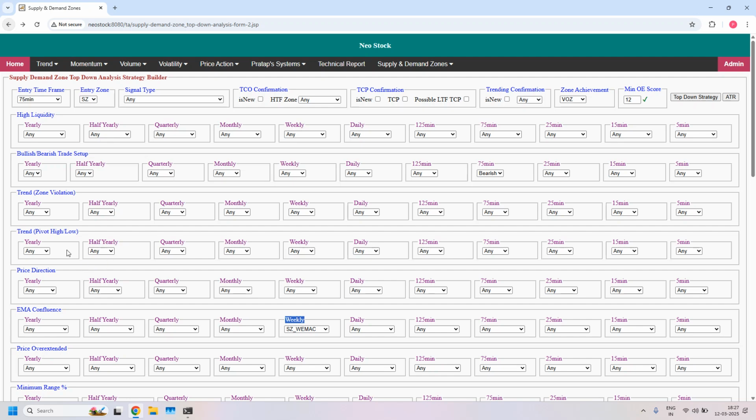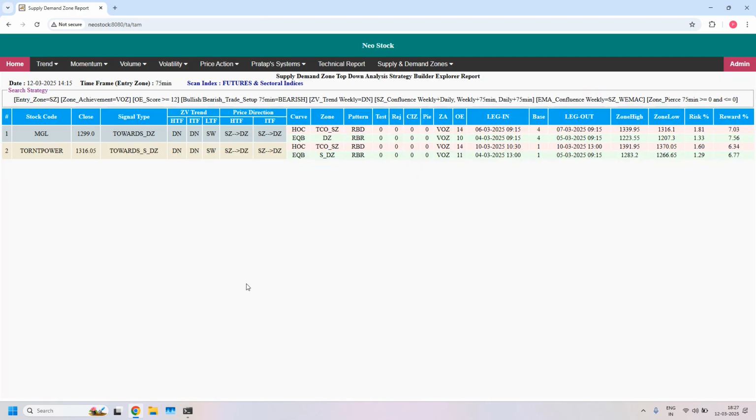Let me filter that. I forgot to set the trend filter on the weekly time frame. I am selecting downtrend. Sideways we don't want, because it is a bearish trade setup. So we got 2 stocks. So these 2 supply zones, 75-minute supply zones, might be having an even higher probability to get success. So this is a bearish trade setup for weekly income trade.